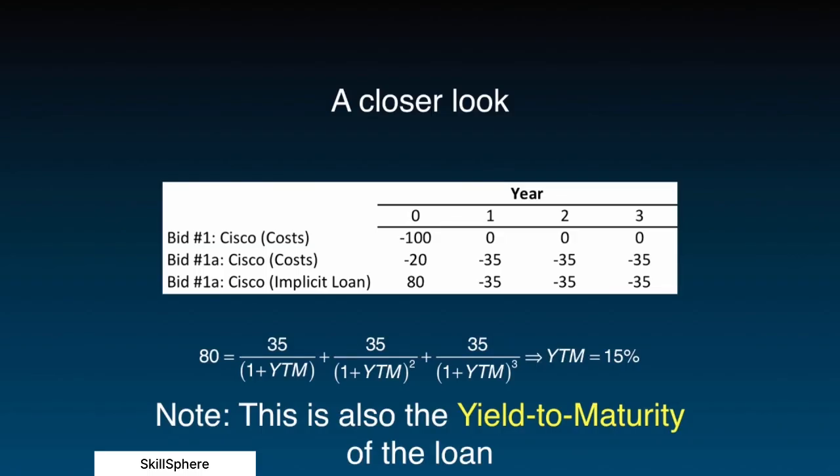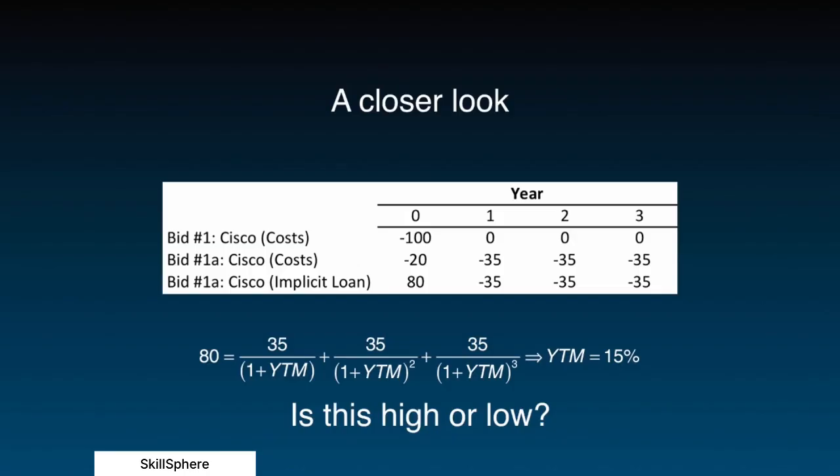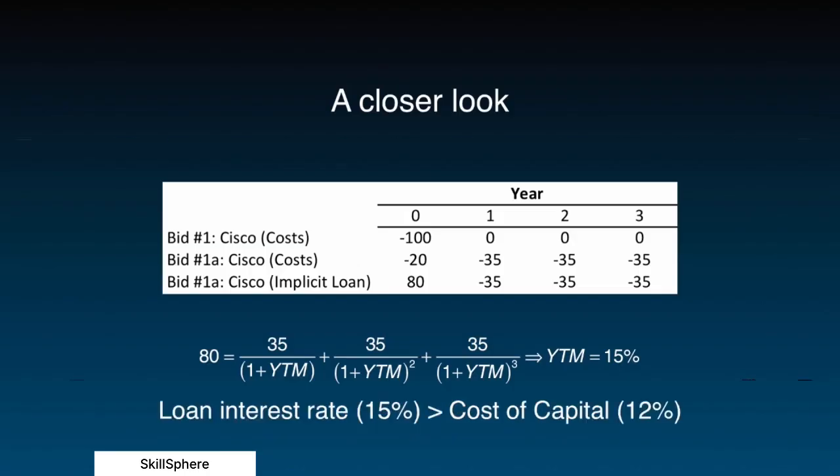Well, is the 15% high or low? Is it good or bad? Well, it's terrible. Cisco's charging us a higher interest rate than our cost of capital. In other words, we can go to the capital markets and raise the money for a loan at 12% as opposed to implicitly borrowing from Cisco at 15%.